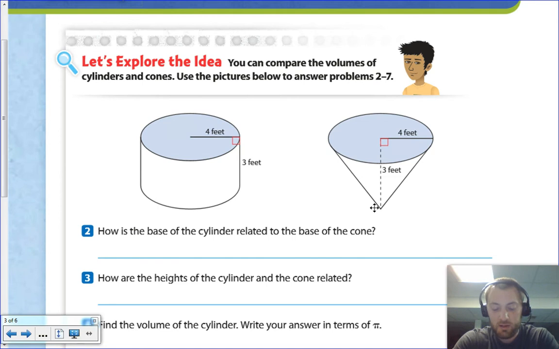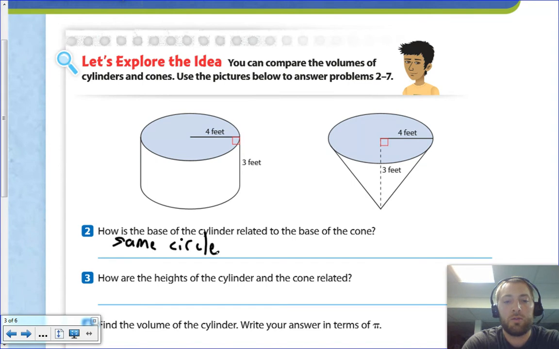The exact same circle with the same radius. So we're going to write that down. Same circle base with same radius.